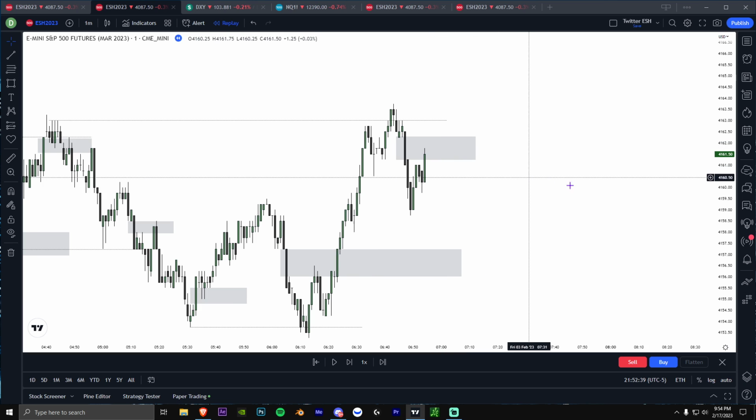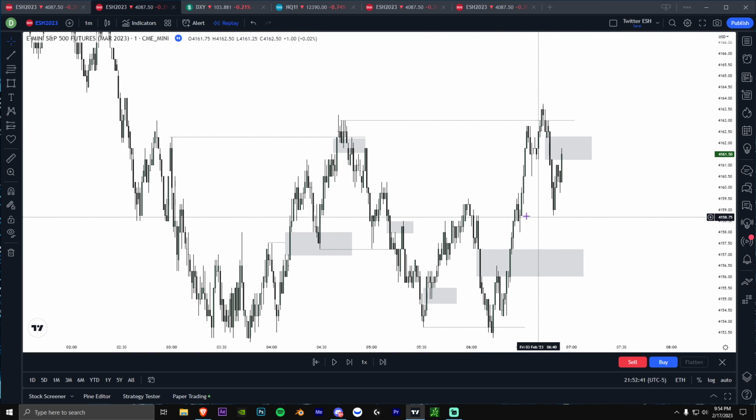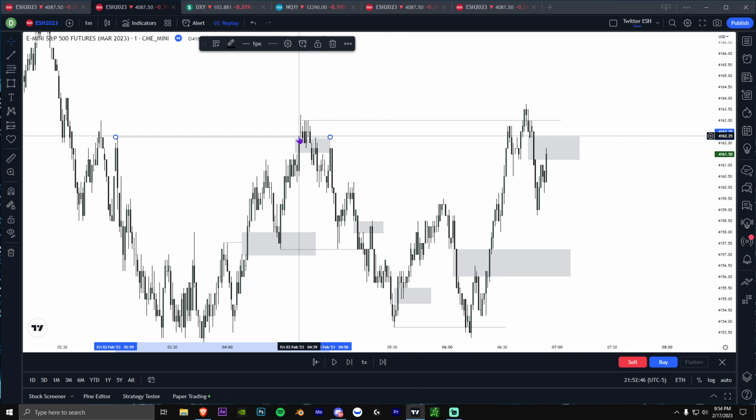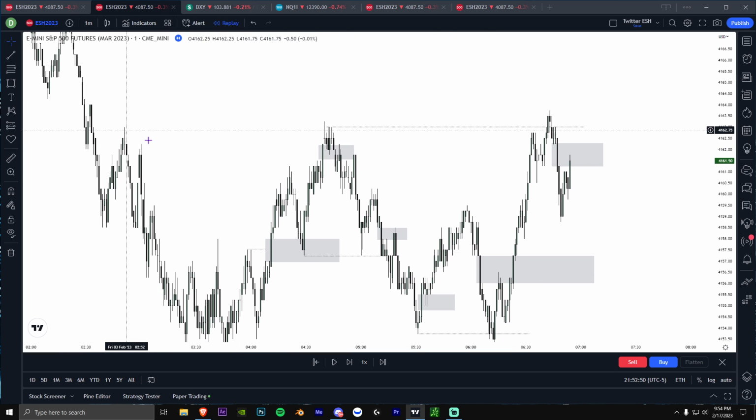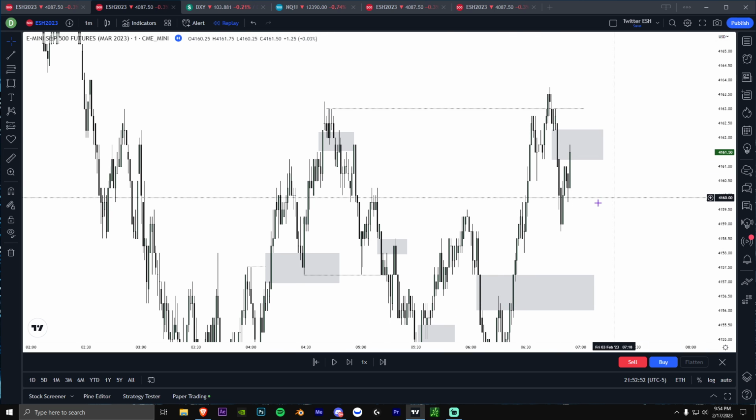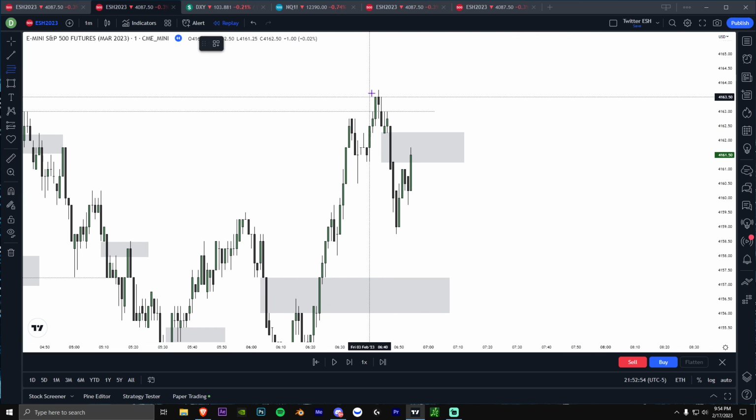I have no idea what happens at this. I'll give you my answer in a second. So I would personally, because it looks like the 3 drives. So you have a high, higher high, higher high. So the 3 drives. Fair value gap. It's a premium.